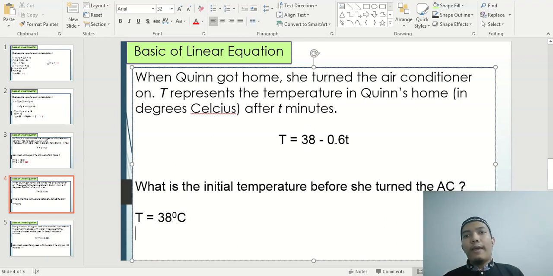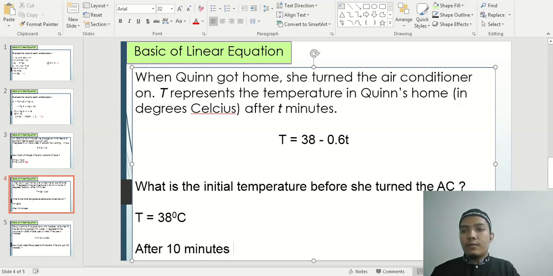This is what we know as the intercept in the linear graph. Of course, in the next meetings we will talk about the graphs. And this is the answer. If the question expands, asking what the temperature is after 2 minutes, after 60 minutes, or after 10 minutes of turning on the AC, I'll give you an example. After 10 minutes, this is expanding the equation.